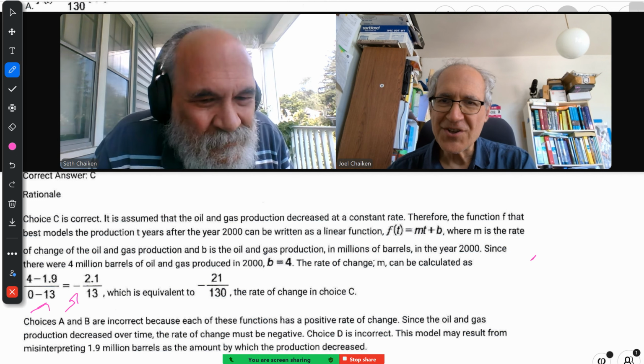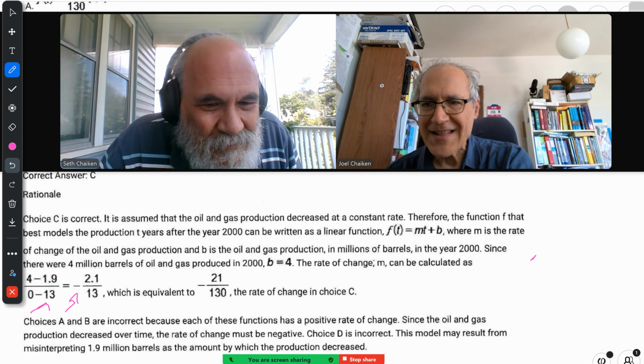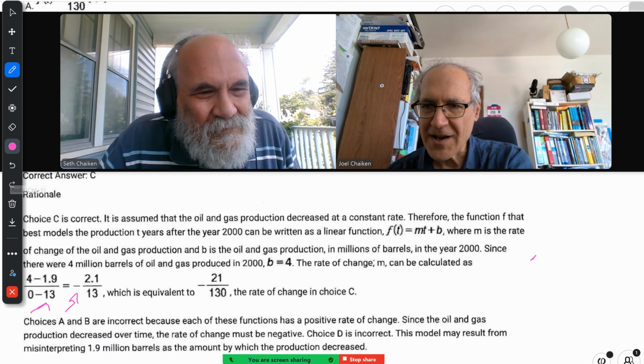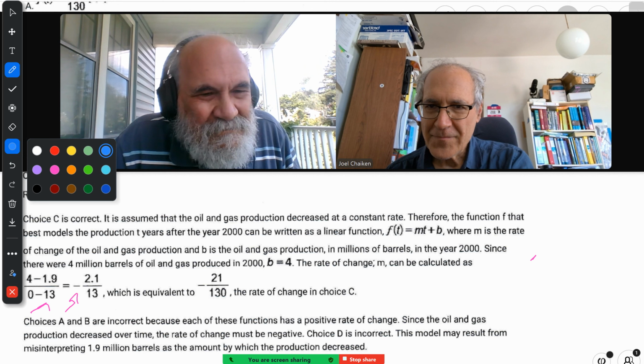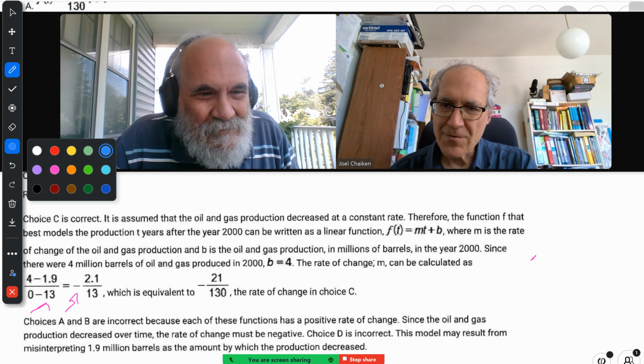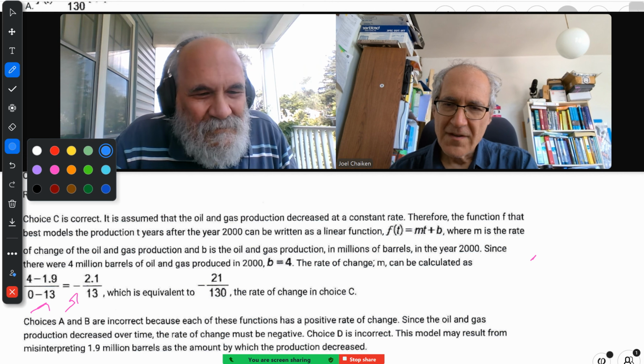Yeah. He would rather put the numbers in the way they should be rather than just making sure that the slope is negative. Am I right? Yeah, okay. Choice A and B, and then we don't talk about why the other choices are wrong. So, yeah. Okay, pretty standard.